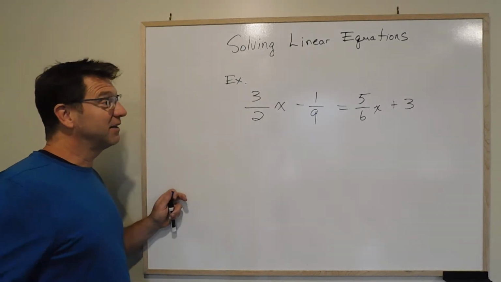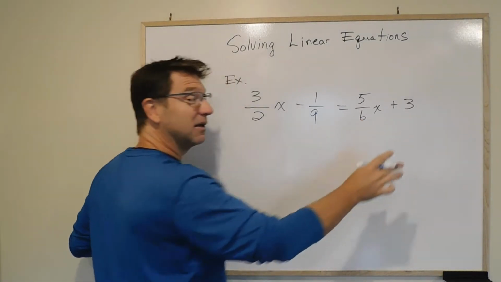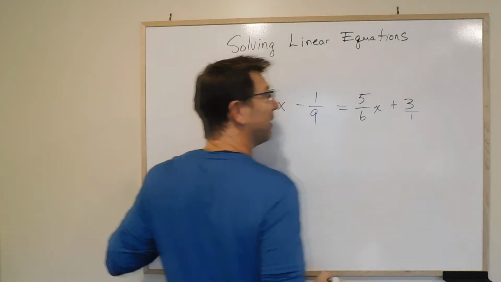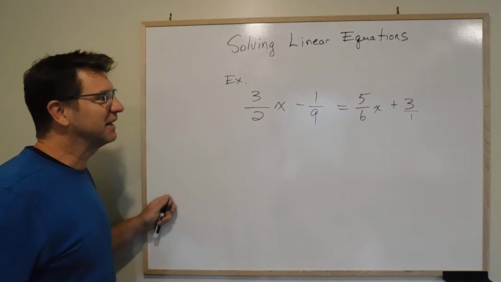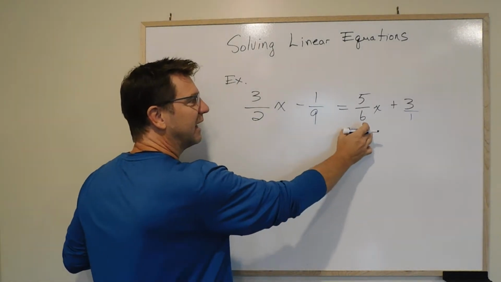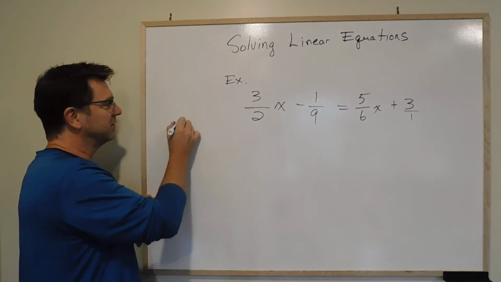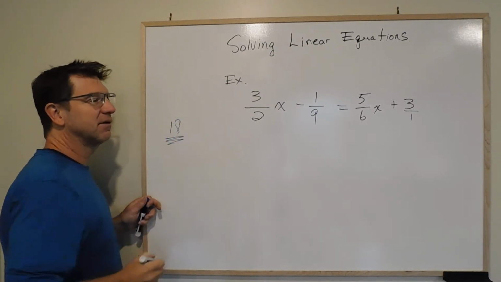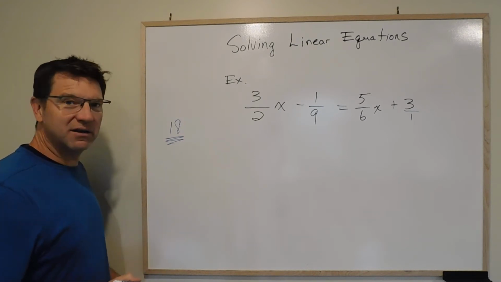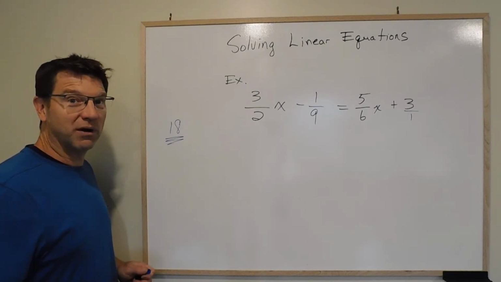So what I'm going to do here is look at the denominators 2, 9, and 6. Now this denominator we know is 1 as well, but that'll be fine for anything. What's a common denominator of 2, 9, and 6? That common denominator is going to be 18. But in this case, we're not going to create a common denominator of 18. We're going to multiply each one of them by 18.